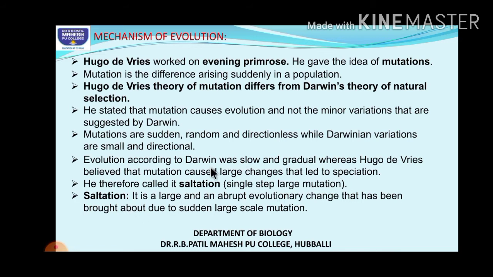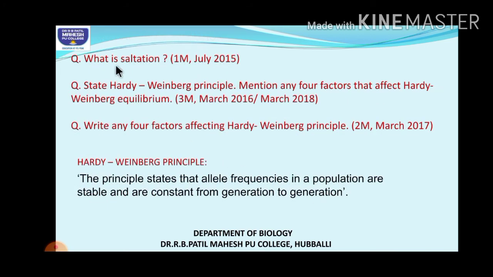According to De Vries, he stressed on saltation. This is another important question. Saltation, what is it? Single step large mutation. Only this much is given in your textbook, right? So now if it is asked what is saltation, only that much is enough. Saltation is nothing but a single step large mutation, okay. See, that was asked once, what is saltation? Right, only the definition is enough.